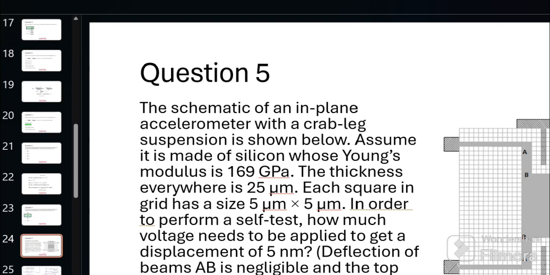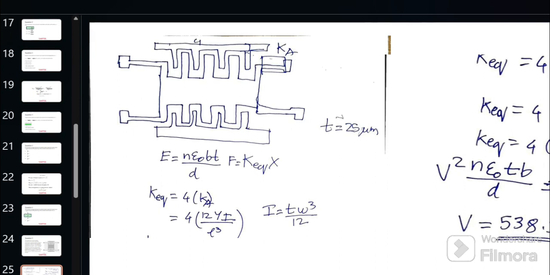In this case, we need the displacement of 5 nanometer. So we want to find out what is the voltage that has to be connected to it. I have solved it by hand. Here we have 4 legs, considering the stiffness of each leg is K.